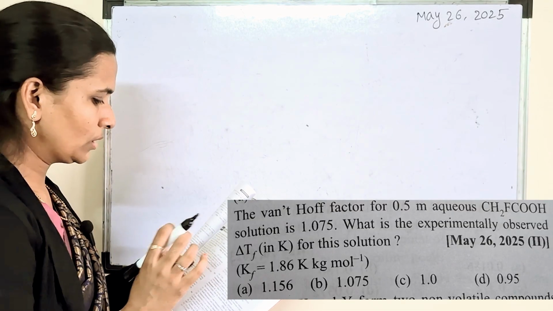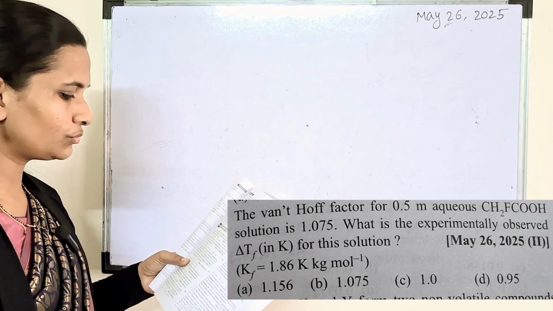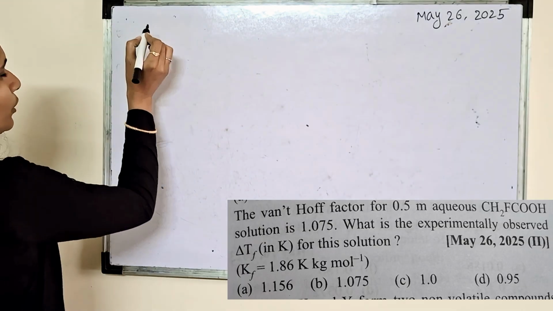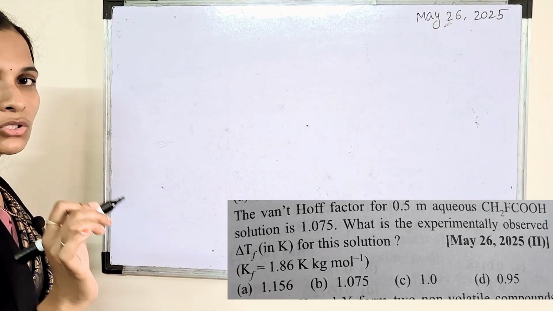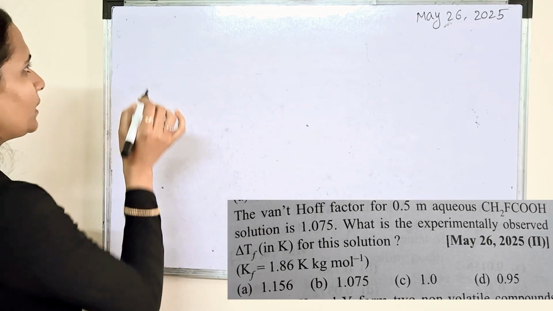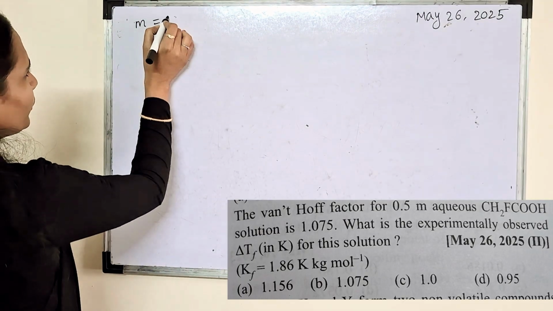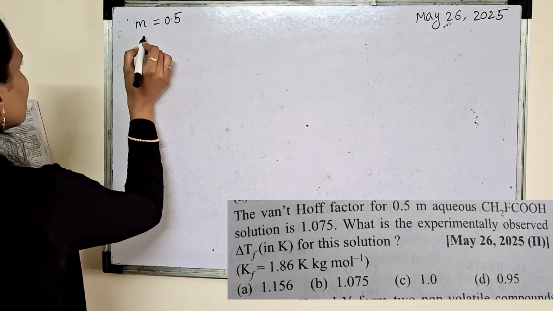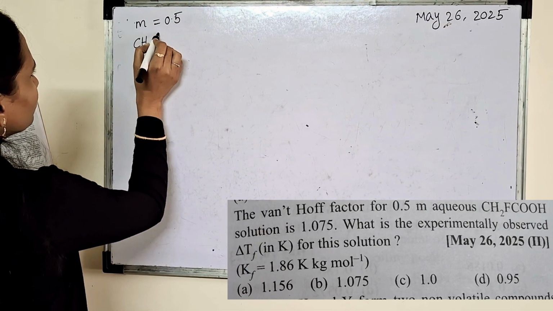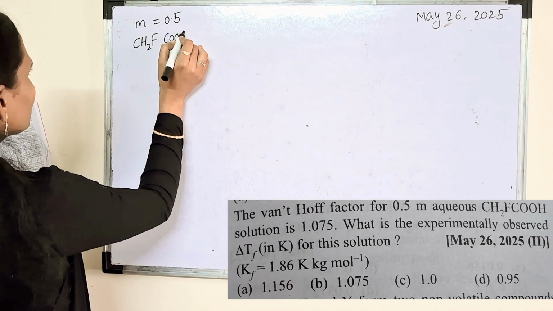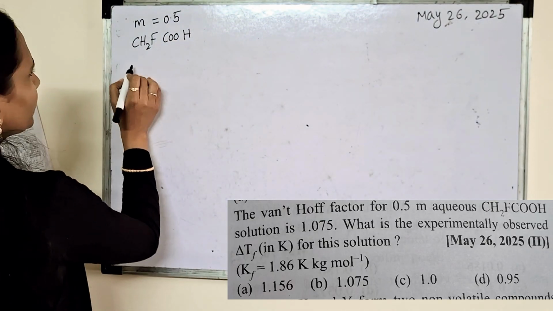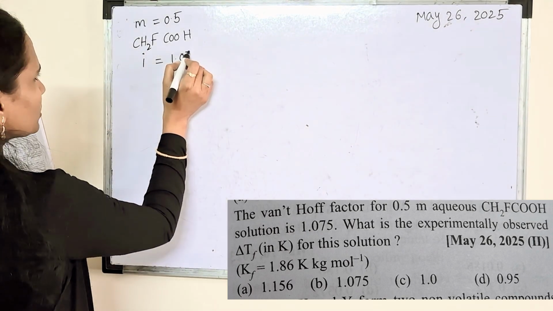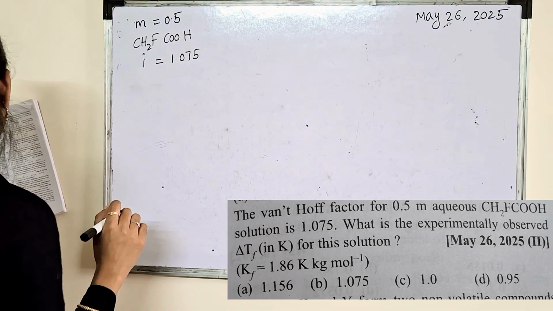Now coming to the given information: the van't Hoff factor for 0.5 molality. The small m given is 0.5, and small m means the molality. The molality value given is 0.5, and the solution is CH2FCOOH. The van't Hoff factor is denoted by i, and the value given is 1.075.